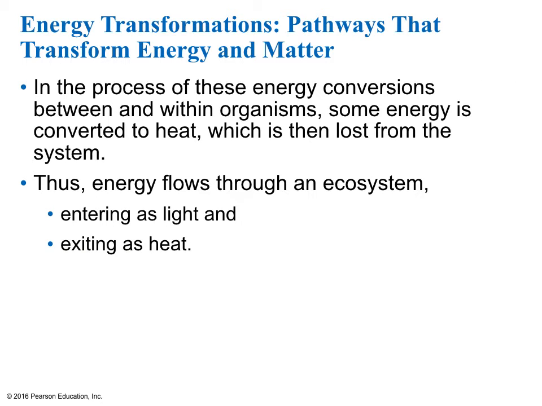So in the process of these energy conversions between and within organisms, some energy is converted to heat, which is lost through the environment. This is back to that schematic. So this is an imperfect system where a lot of heat is given off. So thus, energy flows through an ecosystem: it enters as light, and then it exits as heat as it's eventually broken down.